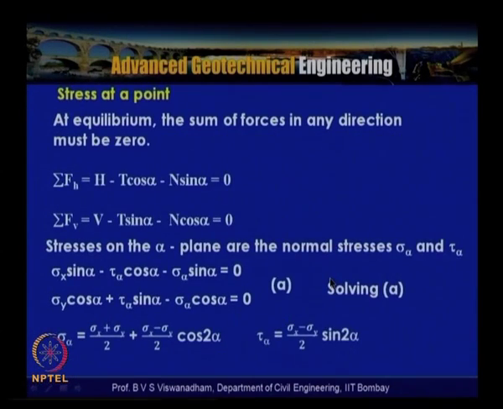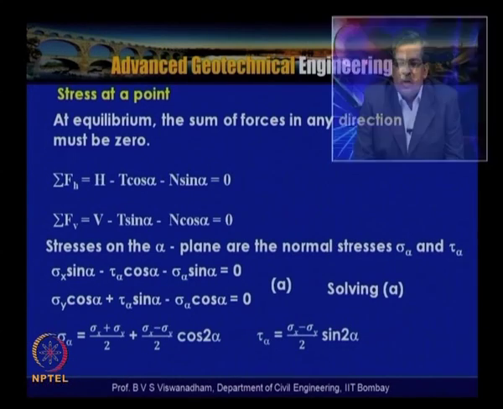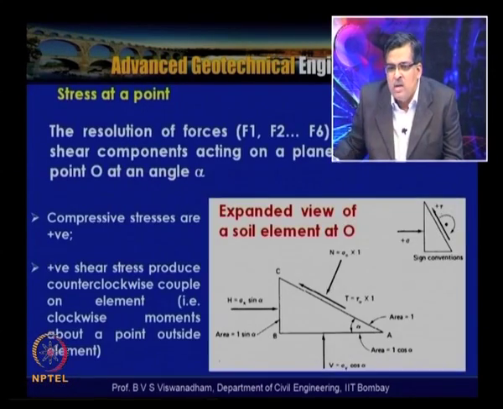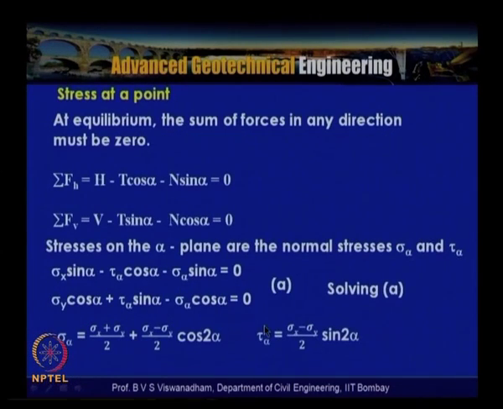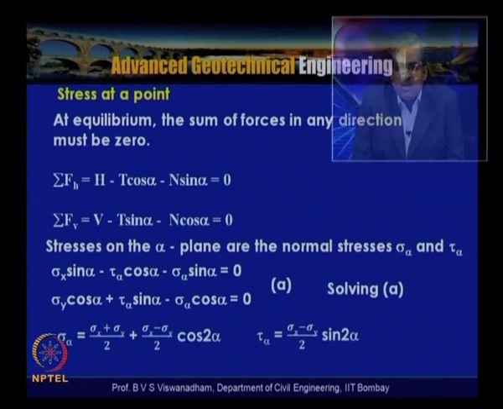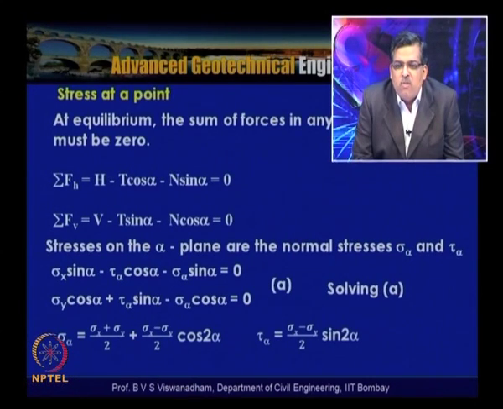Now similarly sigma Fv is equal to 0, where V minus T sin alpha minus n cos alpha is equal to 0. Now by dividing by the respective areas, the stresses on the alpha plane, that is the plane AC, are the normal stress sigma alpha and the shear stress tau alpha. That means sigma alpha is the normal stress on the plane inclined at an angle alpha with the horizontal, that is AB, and tau alpha is the shear stress on that plane.